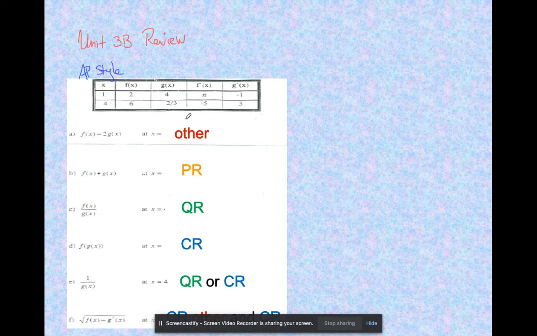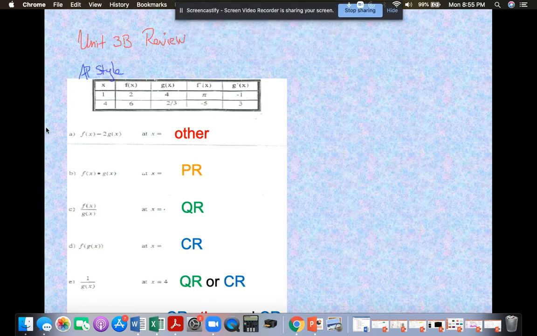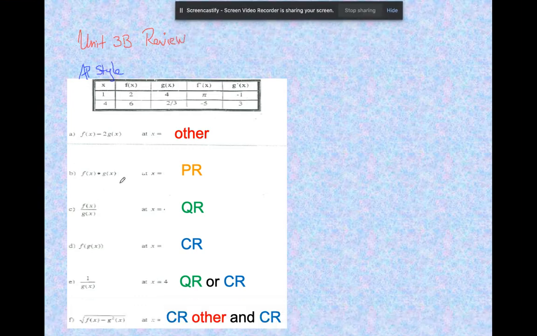The actual computational math is trivial, but they're going to test you on your knowledge of product rule, quotient rule, chain rule, okay, using values from this table. So notice the first thing I did when I scanned this is I looked to see what rules I needed to put into play. So this was not the product rule or the chain rule or the quotient rule, right? This was the derivative of a difference, right? The derivative of a difference is the difference of the derivatives.